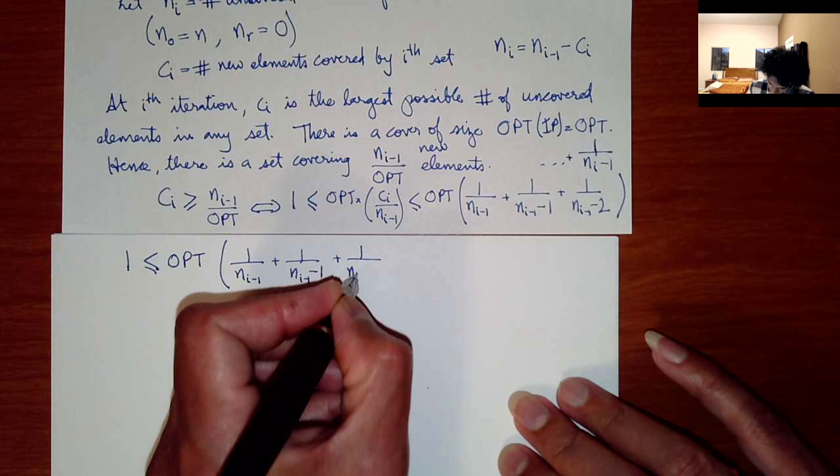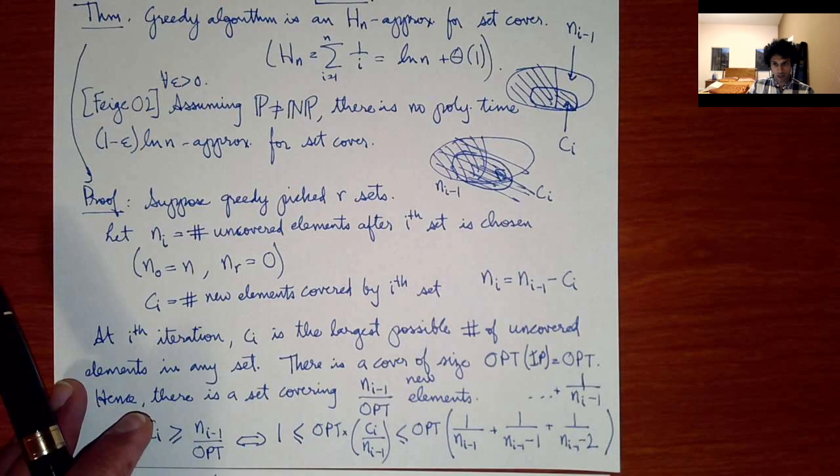So this is what Ni is, and the key equation you get is that Ci is at least (Ni minus 1) divided by opt. After that, you do some clever algebraic manipulations and you get the harmonic number out of this. Right, so you get 1 is at most opt times Ci divided by (N minus 1).